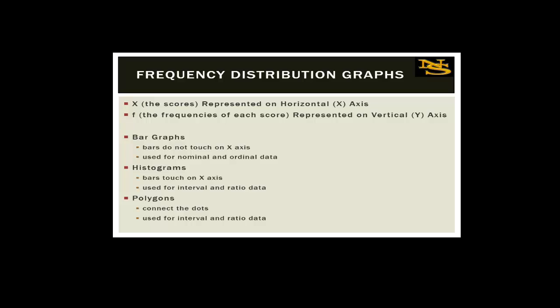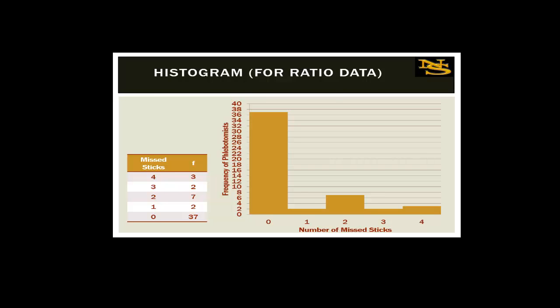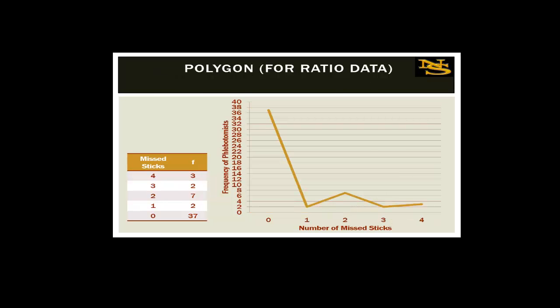So if you're thinking about number of missed sticks on a blood draw, you're not going to have 1.5 missed sticks. You either missed it or you didn't. Now you still want to use a histogram for that data because the bars touch to indicate that each category is the same size. So 1 is 1 away from 2, 2 is 1 away from 3, 3 is 1 away from 4, and so on and so forth. Now you can also use a polygon for interval and ratio data, and that's instead of drawing bars, you can draw little dots and then connect the dots.